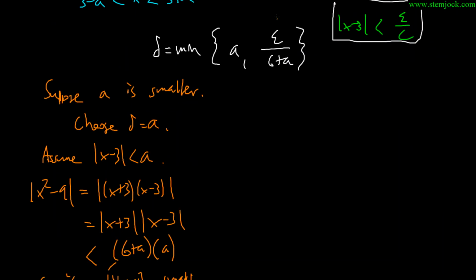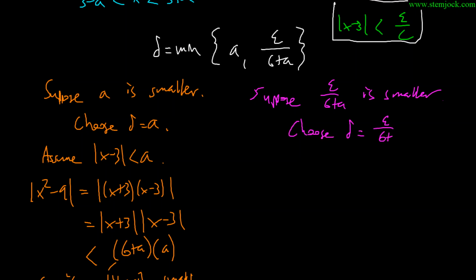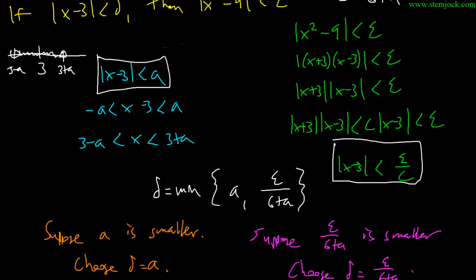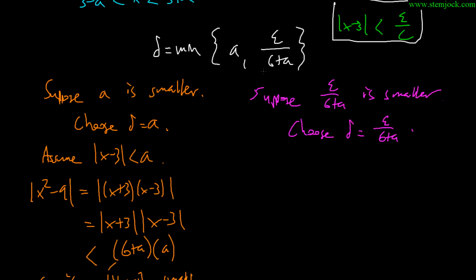And now, I suppose that epsilon over 6 plus A is smaller. So then I choose delta equals epsilon over 6 plus A. And now I show this if-then statement again. So I assume the antecedent, which is the absolute value of x minus 3 is less than delta, which is epsilon over 6 plus A.